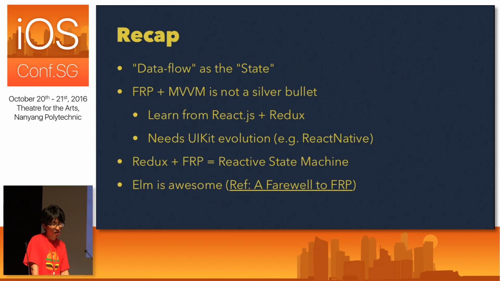So far, we have seen FRP and MVVM, but they basically have difficulties in state management because data flows are states, and MVVM is not a perfect solution yet. And I think we should learn more from new programming paradigms such as React.js and Redux. In the other half, I talked about reactive state machine. And this is basically the combination of FRP and Redux. And as a side note, I also recommend checking out the Elm language as well. It's very related to this topic, and it's even more advanced maybe. And it's a very interesting language.